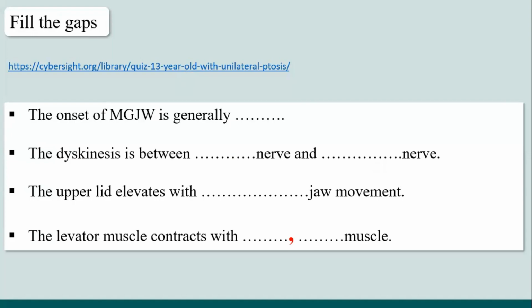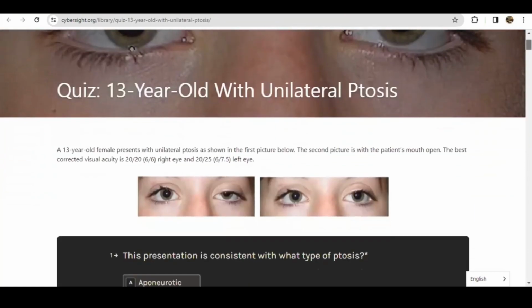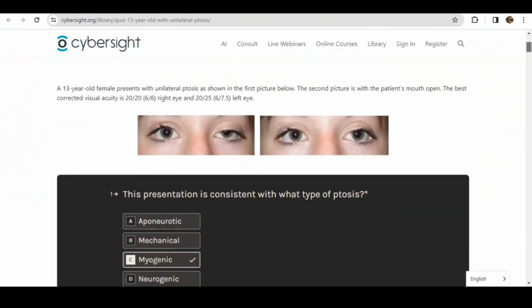Okay, so we have here a link from the site. This is a very quick quiz. We have a 13-year-old female with unilateral ptosis, left side. As you can see, you can learn how to document the findings and how to write down a case scenario. A 13-year-old female presents with unilateral ptosis, as shown in the first picture. The second picture is with the patient's mouth open, but the mouth is not shown here. The best corrected visual acuity is 20/20 in the right eye and 20/25 in the left eye. There might be some effect on vision in ptosis, mostly because of refractive error.